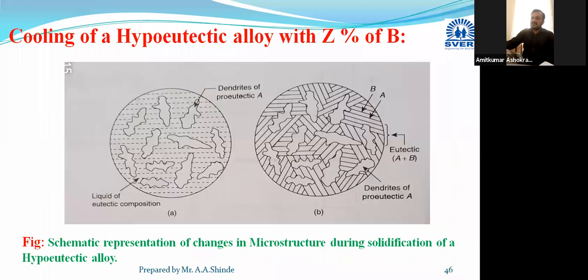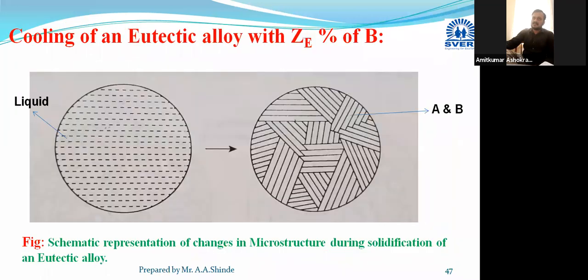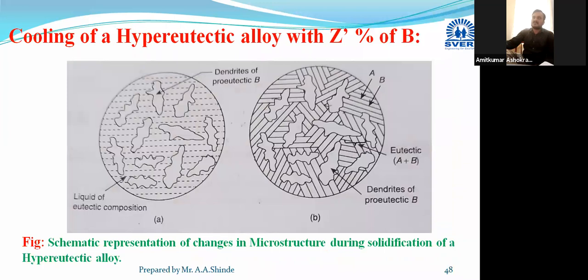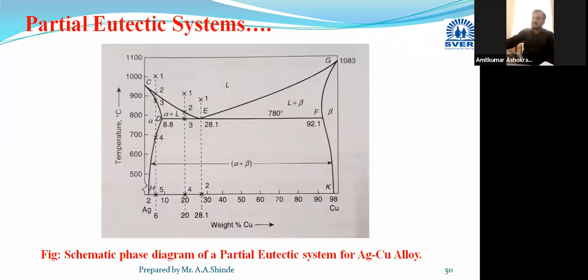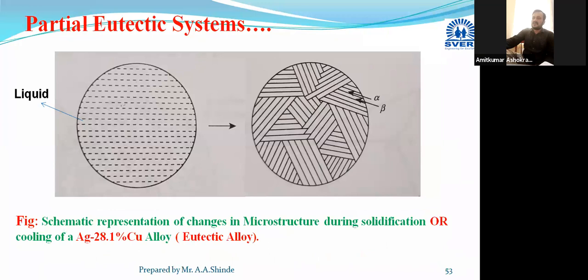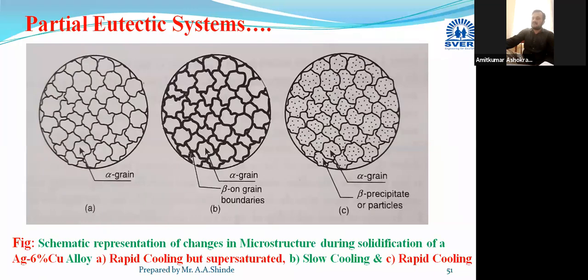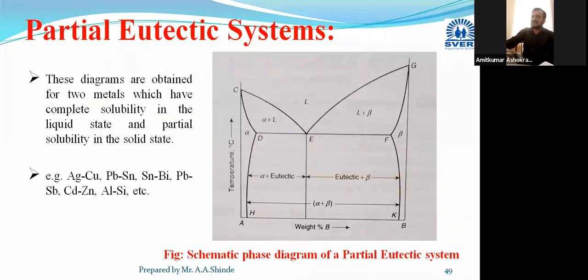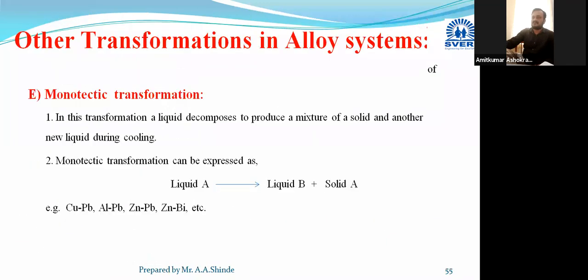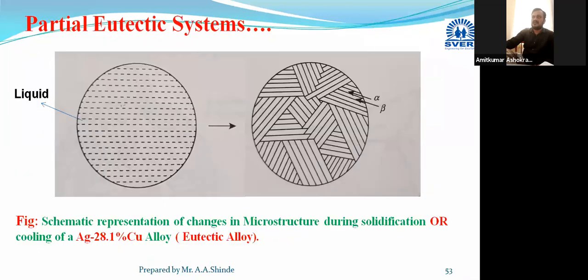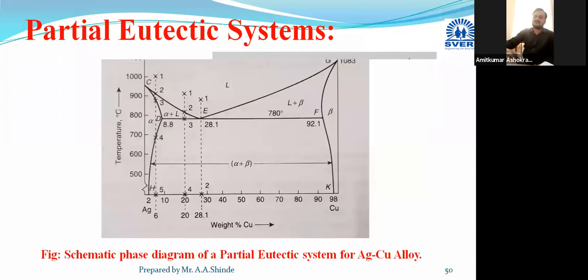Okay, now the only one type remaining from these equilibrium diagrams is the partial eutectic system. This has more parts and little complicated microstructures. We will discuss it in the next session only. One special session will be there for the partial eutectic system, and I will explain some transformation reactions then.